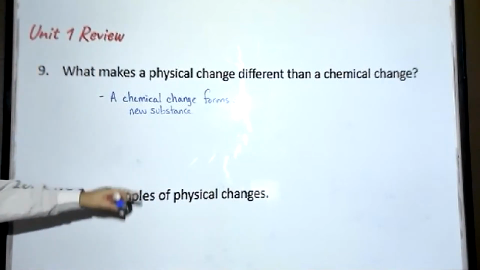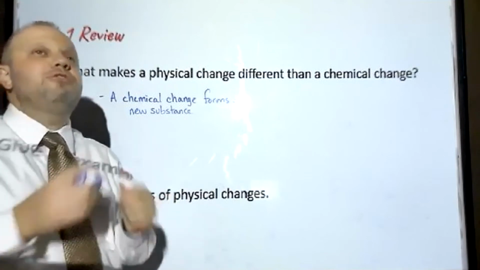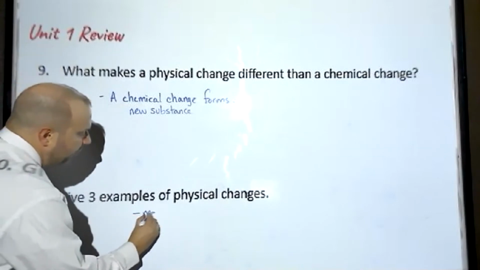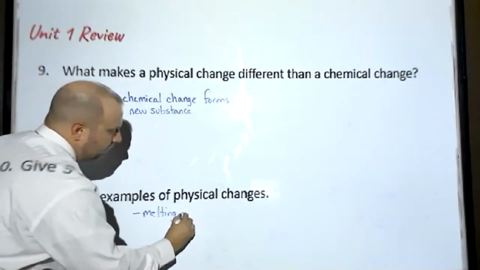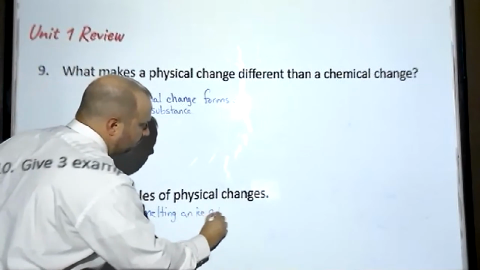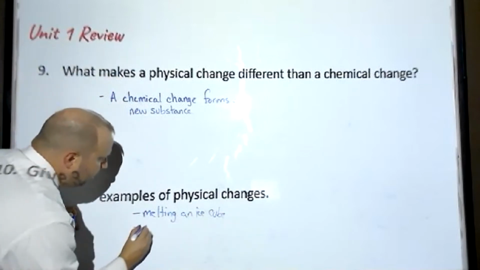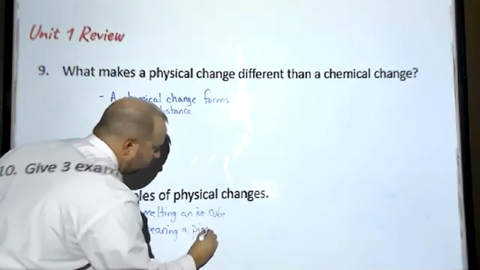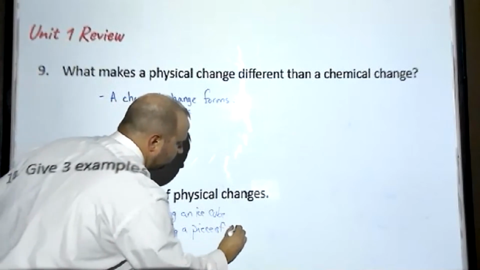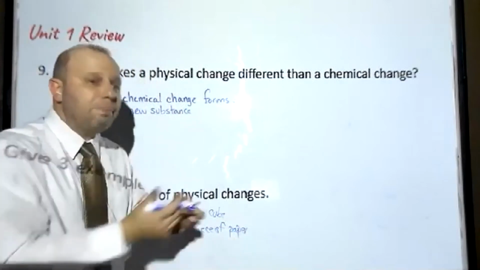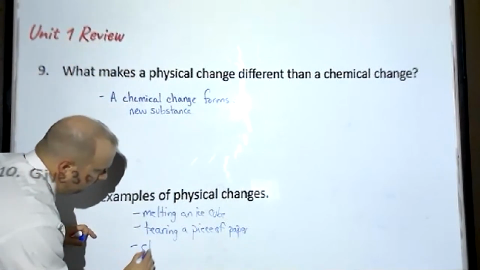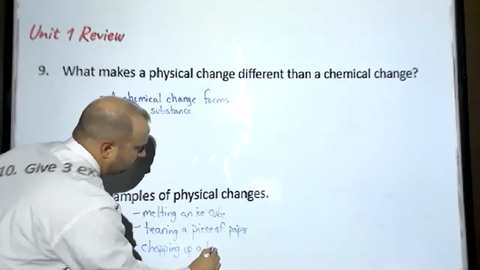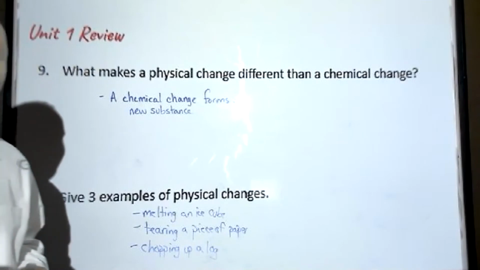And then provide 3 examples of physical changes. So changes that do not form a new substance. So we could say something like melting an ice cube, or tearing a piece of paper, or chopping up a log. Those would be examples of physical changes.